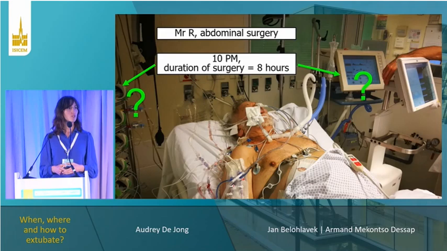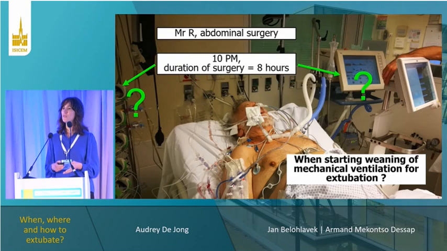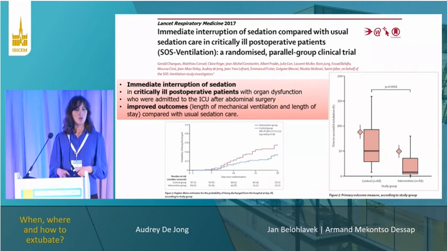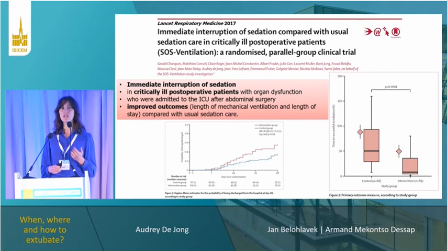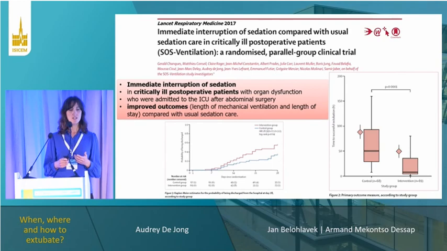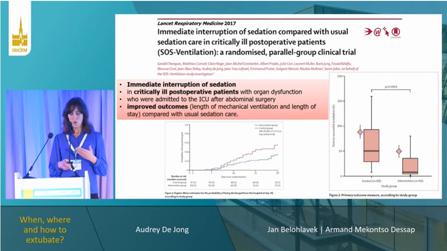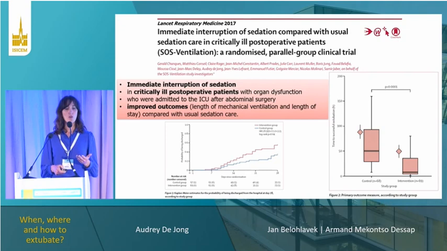Now, for example, this patient had abdominal surgery, it's 10 p.m., and the duration of surgery was 10 hours. Do we start weaning from mechanical ventilation for extubation at 10 p.m. or tomorrow morning? A study was performed by Professor Chanques and Professor Jaber, who performed immediate interruption of sedation after surgery of critically ill patients. They found that when you interrupt the sedation immediately, it was associated with improved outcomes and decreased length of mechanical ventilation and length of stay. So for the surgical patient, extubation may be done as soon as possible. And overall, all patients should be weaned as soon as possible, as said Professor Piquilloud.